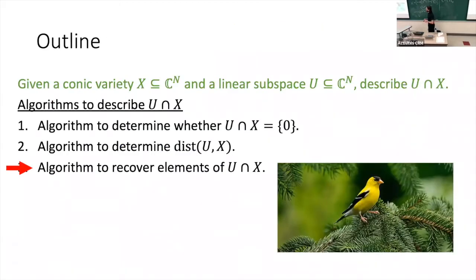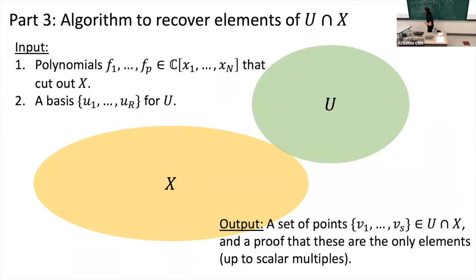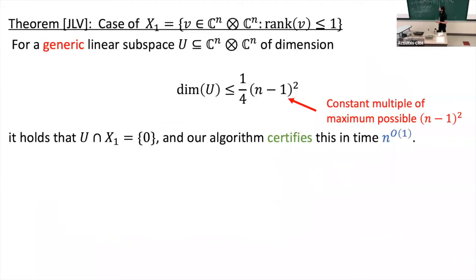Okay, so now I'm going to look at an algorithm to recover elements of the intersection. So the input is again a set of polynomials and a basis for u. And the output is going to be a set of points in the intersection of u and x. And actually, furthermore, we're going to get a proof that these are the only elements. So, okay, we're either going to output fail, or we're going to output this.